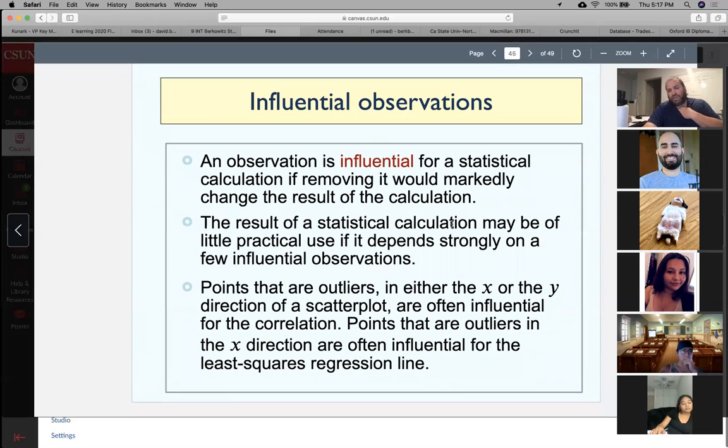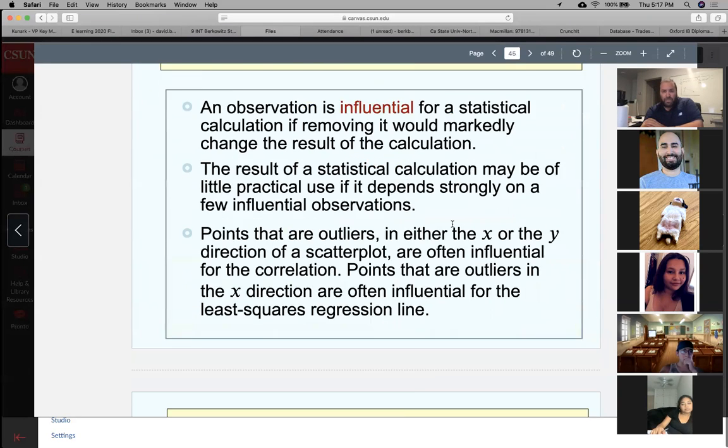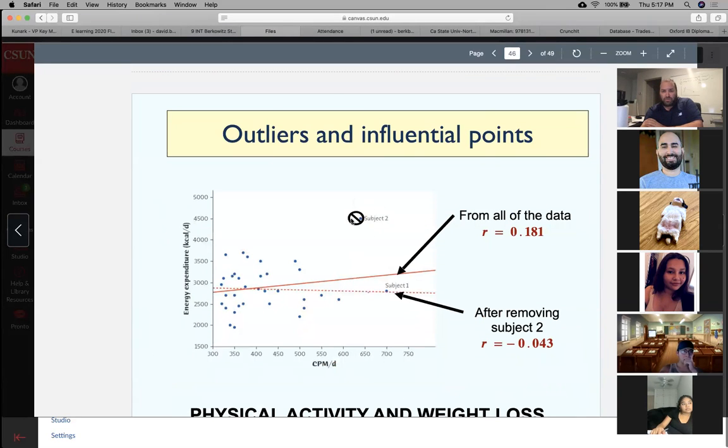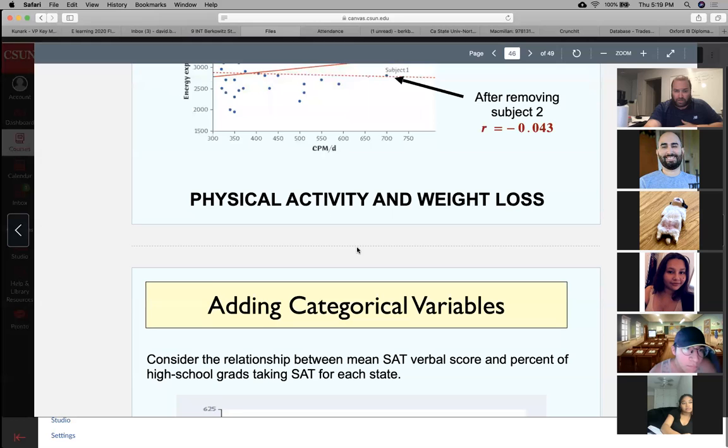An influential observation is one that can drastically affect your calculations. We had an example here, subject number 2. If we include it, we have a positive regression line. And if you exclude it, we have a negative regression line. That's very, very significant, changing from a positive correlation to a negative correlation. So we would call that an influential observation or an outlier, which affects things greatly.